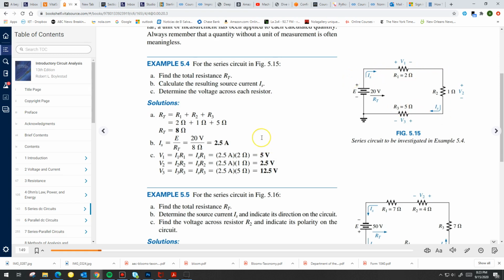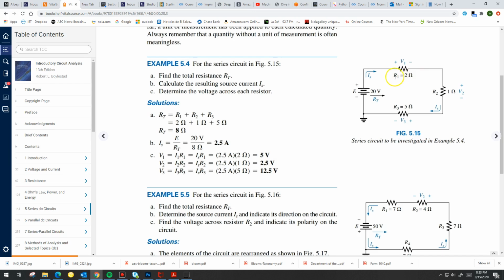So using what we already used before, Ohm's law, I can calculate the individual voltage drops by simply multiplying the current times the individual resistance, and that's what I've done here. 2.5 times 2, 2.5 times 1, 2.5 times 5, and that gives me the individual voltage drops. So if I put a meter across V1 and measure voltage, I will measure 5 volts, and so forth for the other ones.